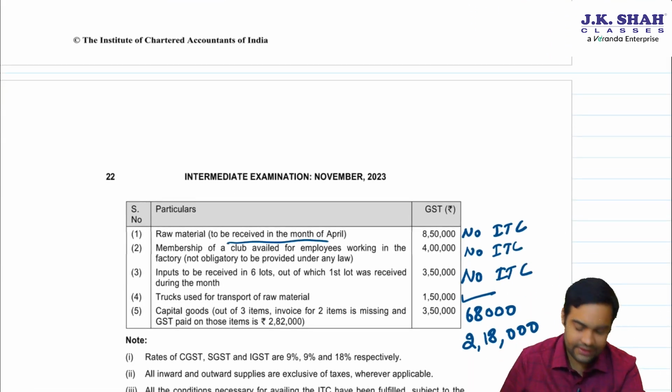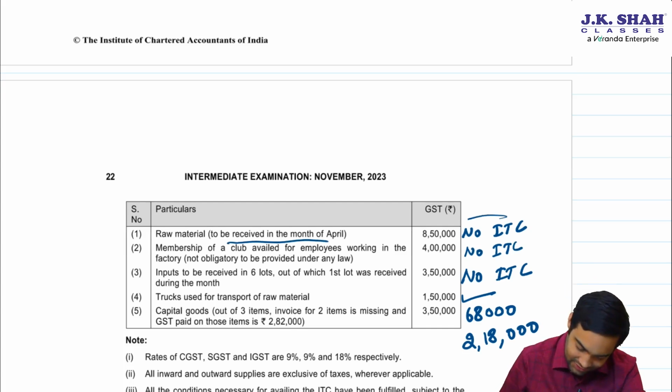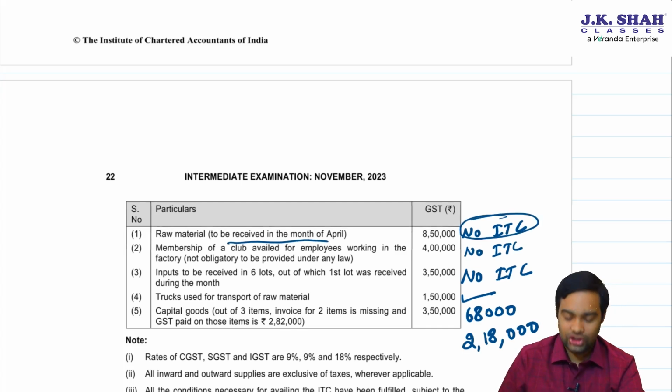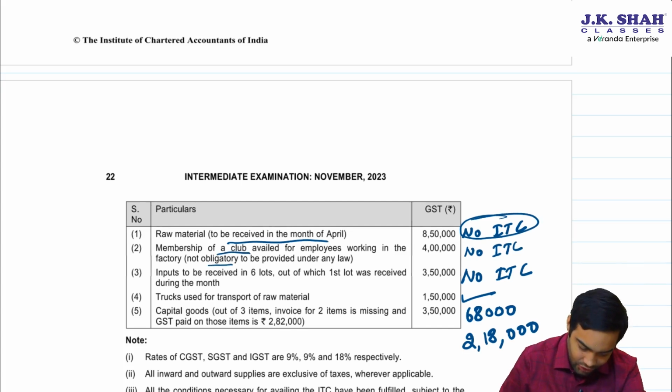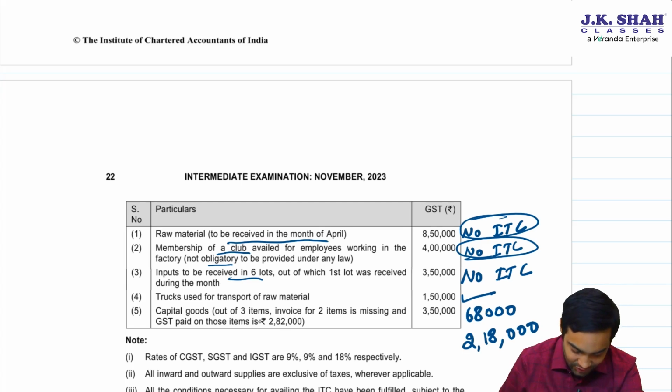Raw material to be received in the month of April. Obviously, lots or installments, you will get ITC only after receipt of the last lot or installment. So no ITC in the month of March. Membership of club, not obligatory membership of club. It's a block credit. You'll have to write proper notes for all this. Don't forget that. You get marks for not just solving it correctly but writing proper notes related to the provisions. Input received in 6 lots, out of which first lot has been received. Again, you will not be eligible for ITC.